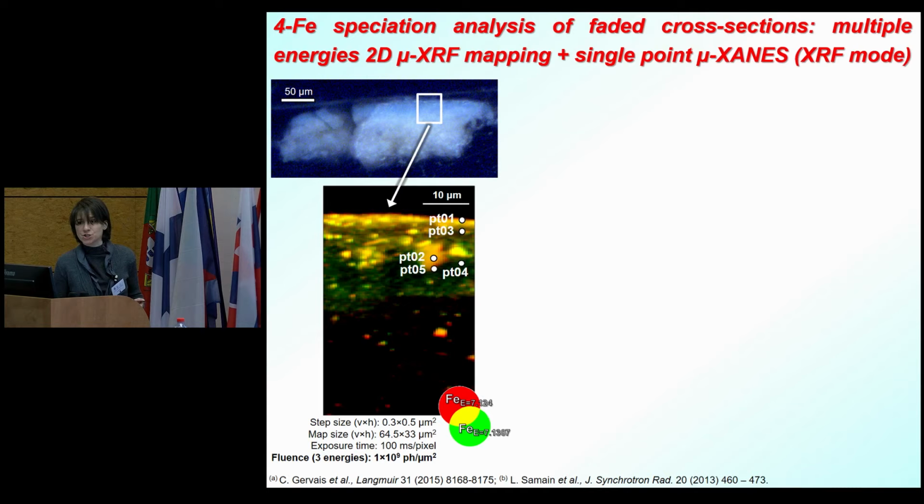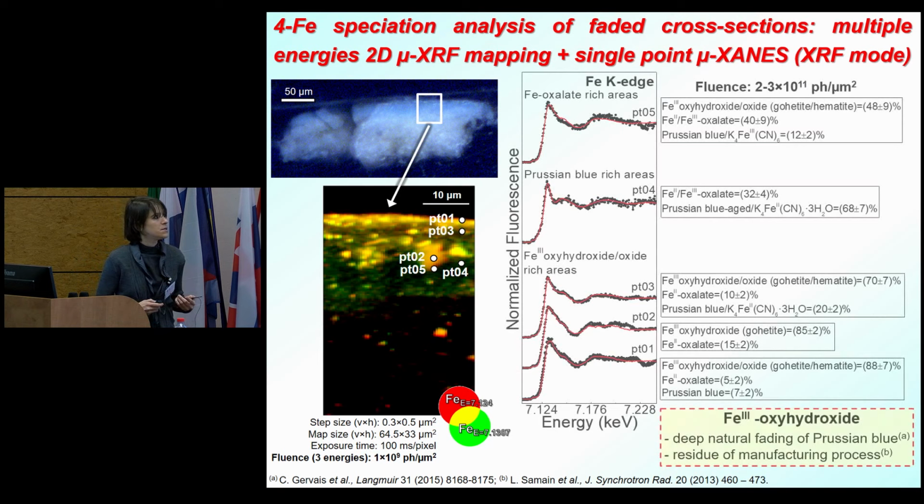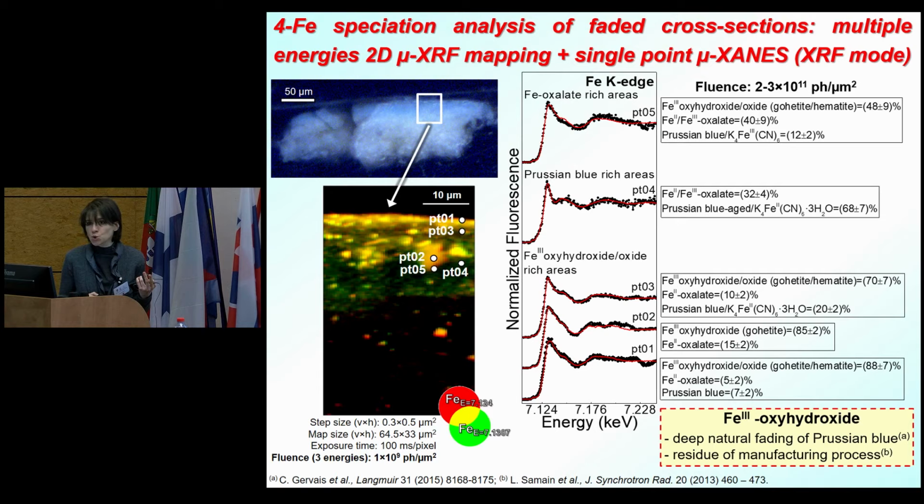But what happened when we looked at the XANES spectra? We realized that actually this contrast is not due to a change of the oxidation state, but to a change of the phases that are present. Because at the surface we have mainly iron 3 oxyhydroxide compounds, while here, as expected, we have mainly the intact form of Prussian blue. This compound, according to the literature, can be ascribed either to a deep natural fading of the Prussian blue, that after converting to iron 2 goes again to iron 3 compounds, or to a residual of the manufacturing process.